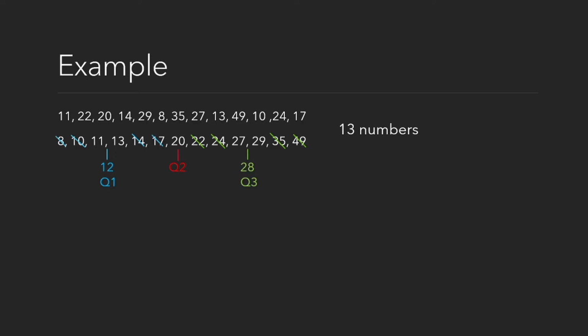Now we have Q1, Q2, and Q3. The minimum and maximum of this dataset are 8 and 49. I identified these by finding the lowest and highest value in the dataset.